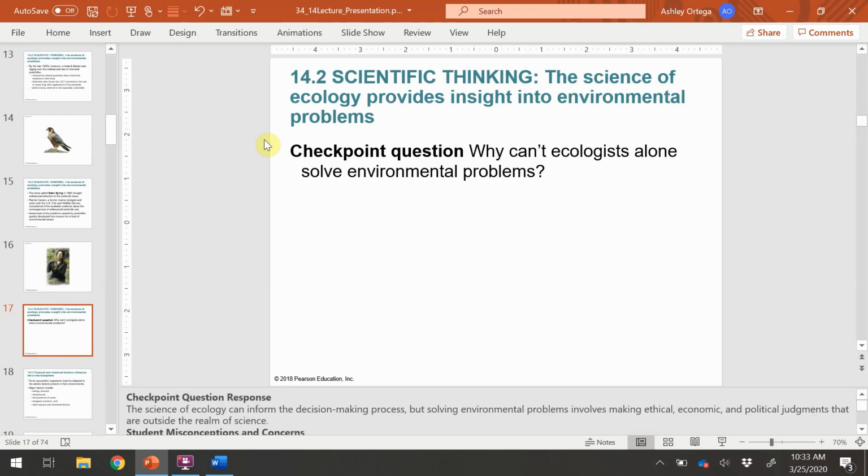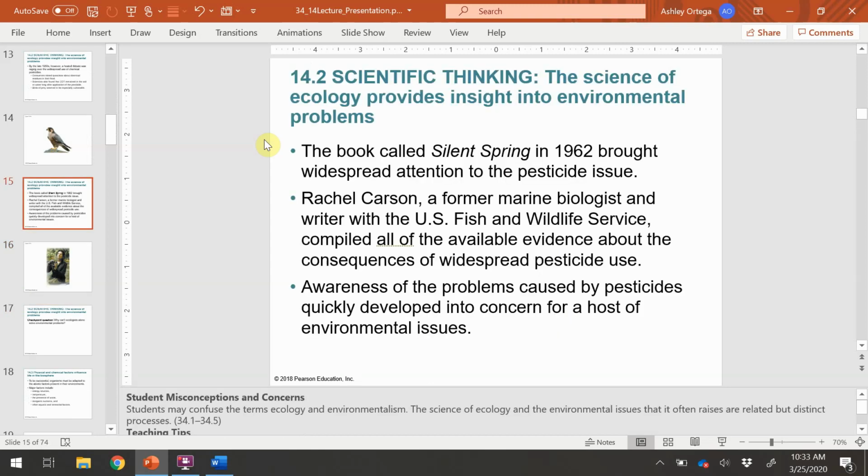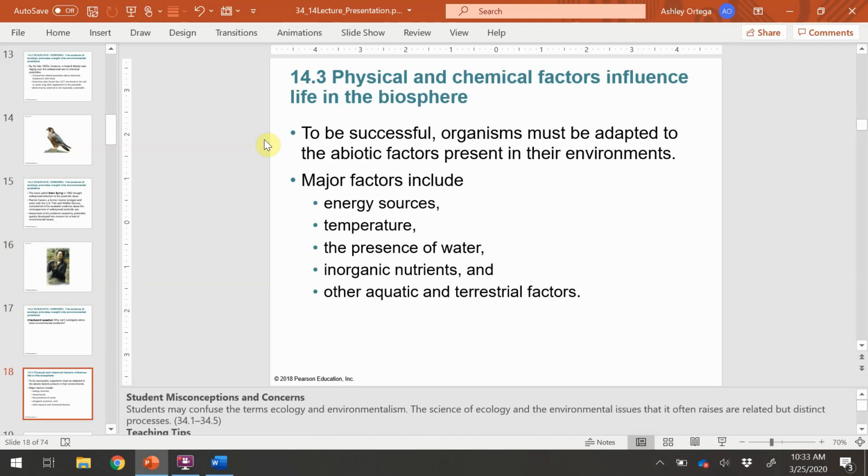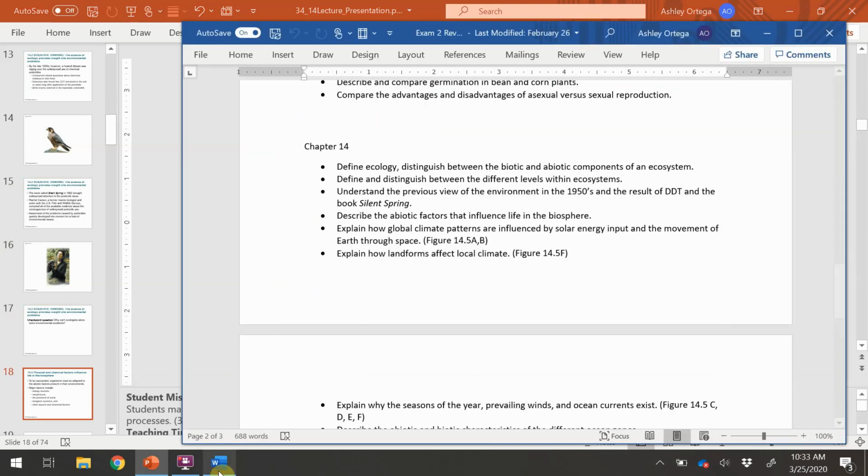This did bring about change, and the use of the pesticide DDT was slowed down, and other things were affected as well. But for us, we want to focus on how DDT was being used and what scientists did. In this case, Rachel Carson was a scientist who wrote Silent Spring to bring about concern for the issue.